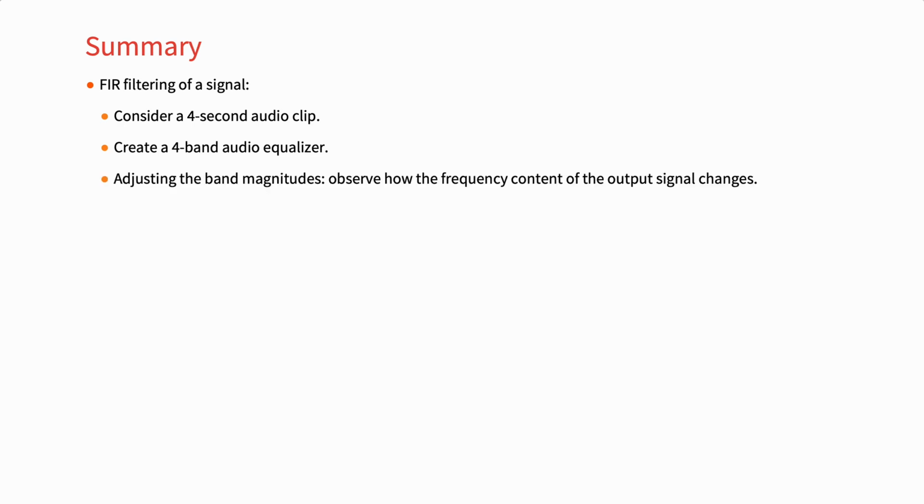In this application, we studied the FIR filtering of an audio signal using an audio equalizer. We had a 4-second audio clip and we created a 4-band audio equalizer, and we used the equalizer on the audio clip. By adjusting the band magnitudes of the equalizer, we saw the effect of the filtering in a periodogram. We saw how the frequency content of the output signal changes.